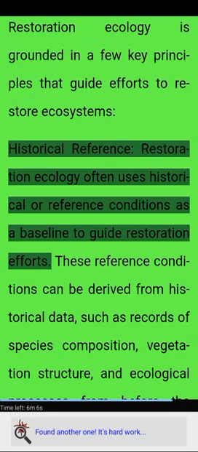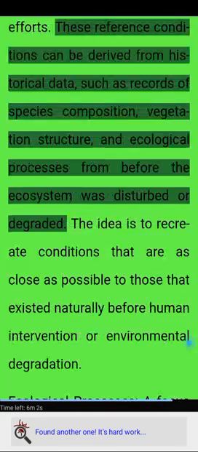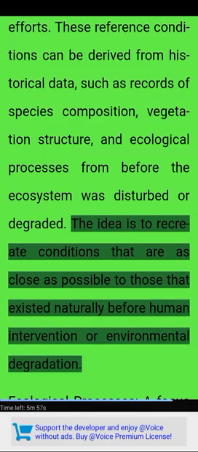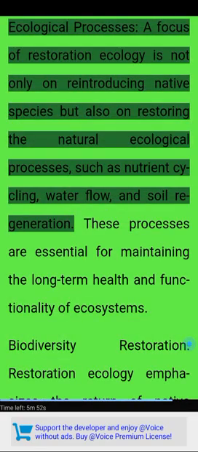Historical reference. Restoration ecology often uses historical or reference conditions as a baseline to guide restoration efforts. These reference conditions can be derived from historical data, such as records of species composition, vegetation structure, and ecological processes from before the ecosystem was disturbed or degraded. The idea is to recreate conditions that are as close as possible to those that existed naturally before human intervention or environmental degradation.